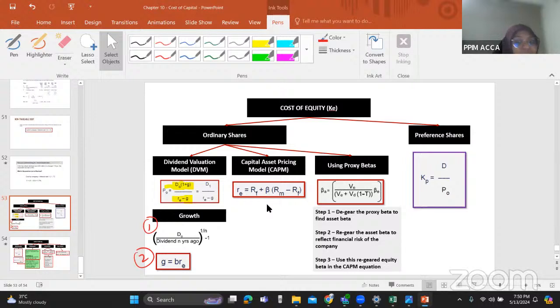I can't go into great detail here. You will have to have a look at this particular area. But here I'm just showing you the equations that you can use with regard to calculating KE.